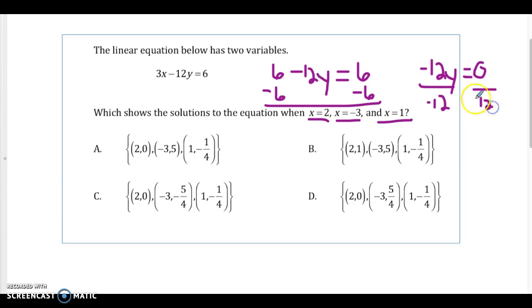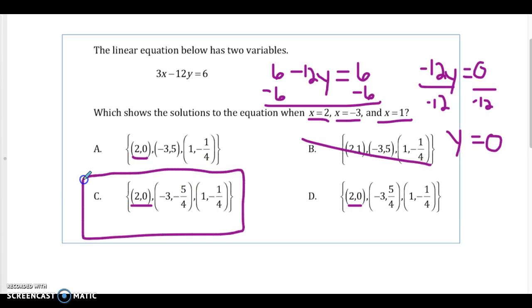So in this situation, the point 2, 0 is part of our solution set. Okay, so we can eliminate B. You then go about plugging the -3 in and the +1 in for x, doing the same process to find your other 2 solutions. So as I go through those, the only one that is going to work and has all 3 of the points is C here. Watch your signs with something like this.